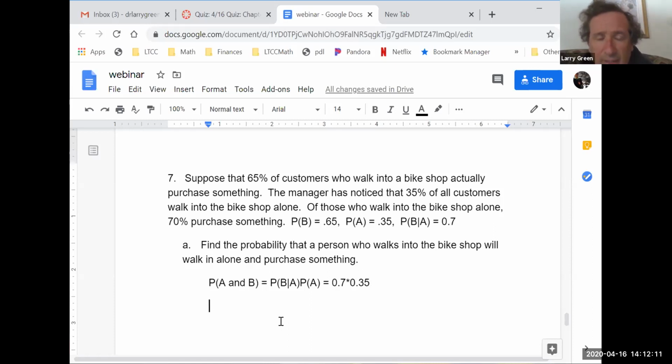Any questions on that? And we'll finish this off. Again, you can use a calculator on that. That's going to be 0.245. I did it right in my head. Any questions on part A?